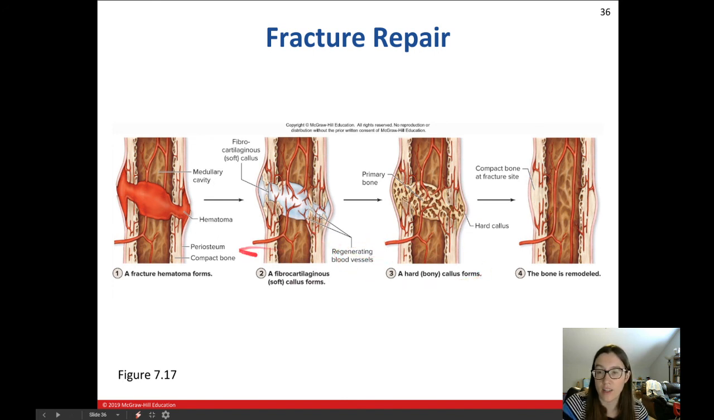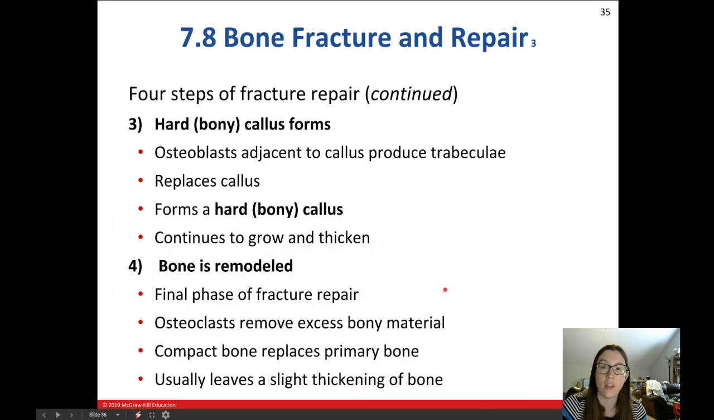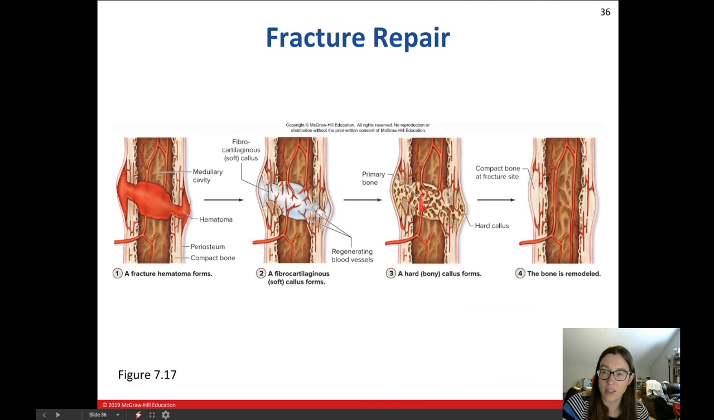The next part is we're going to convert this fibrocartilaginous or soft callus into a hard or bony callus. And this is where osteoblasts next to the callus produce trabeculae. So this is like those trabeculae, the spicules of spongy bone. And this is going to eventually replace that soft callus, and it's going to form a hard or bony callus. And usually this is going to continue to grow and thicken, and it's going to come out a little bit further than the bone. And so you usually have a little bump on the edges.